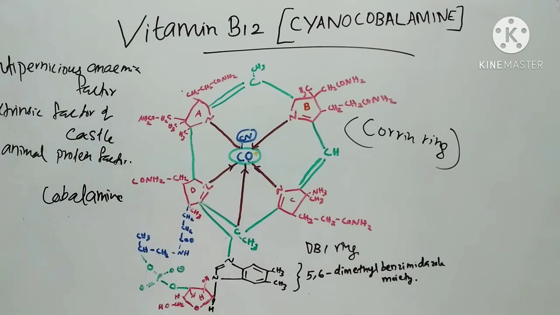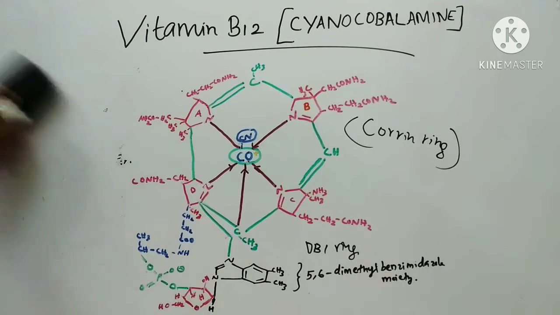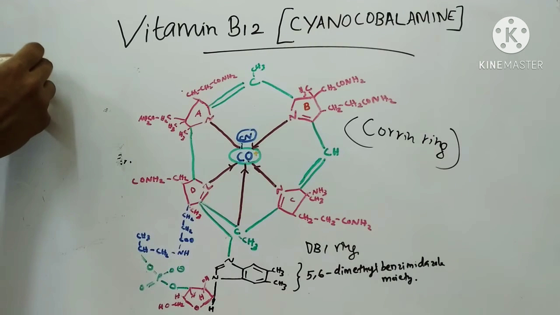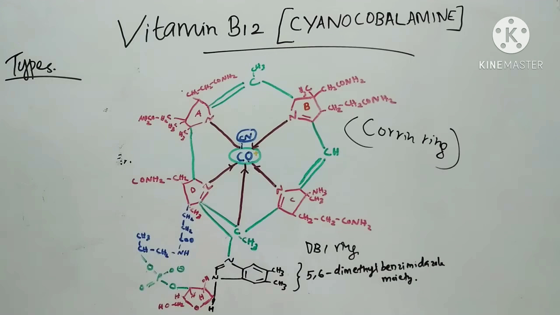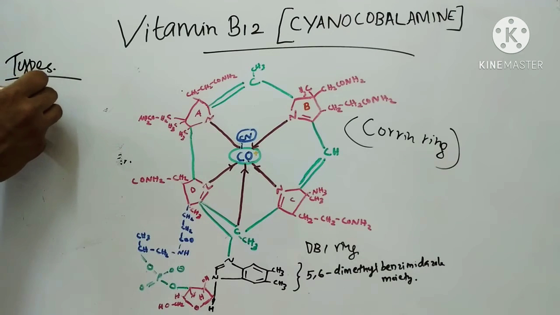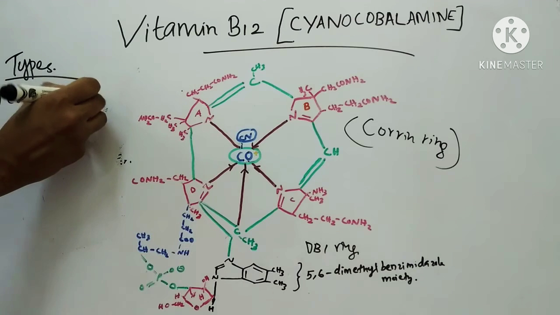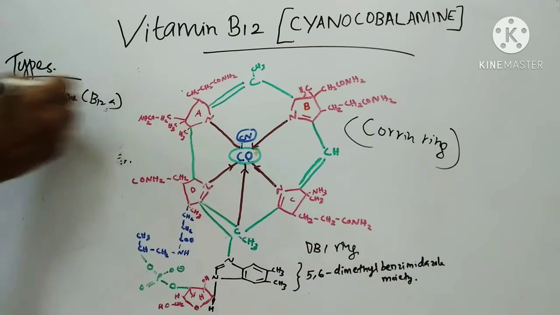Next we will see types of vitamin B12. When cyanide group is bound to cobalt atom, it is called cyanocobalamine. If cyanide group is removed, then it is cobalamine. Then hydroxyl group, NO2, chloride, sulfate may replace the cyanide group. So types are hydroxycobalamine, that is B12A. So it contains hydroxyl groups.